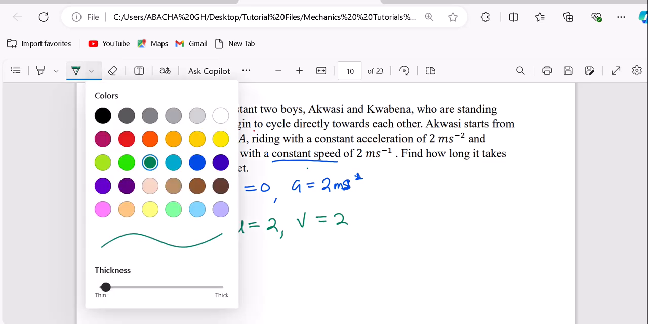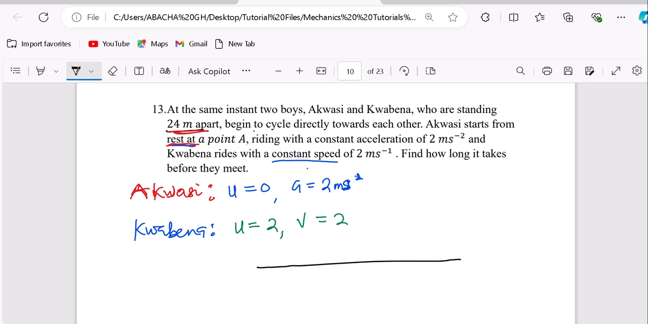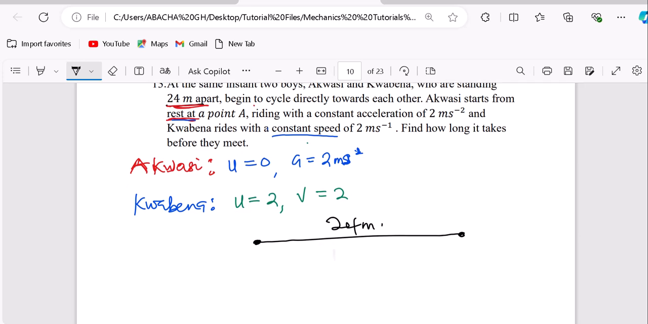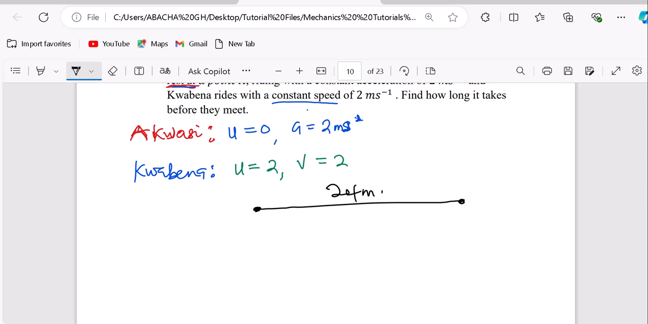But what do we know? We do know that the distance between Akwasi and Kwabena is 24 meters. We don't know how far each of them travels before they meet. So we can go for the distance formulas and try to see how far we can go with this question.